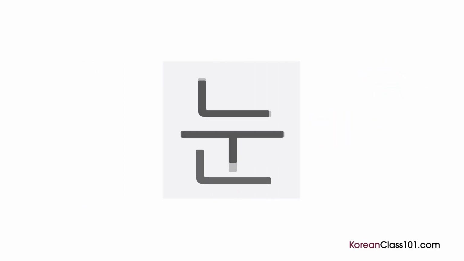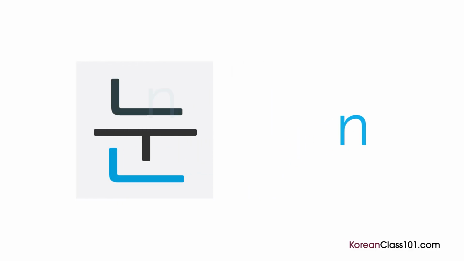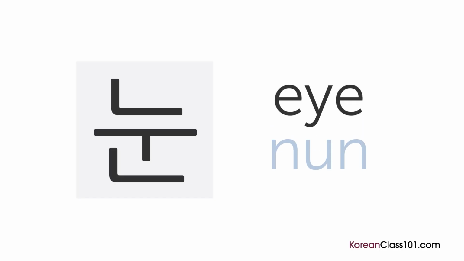You can add another letter to the bottom of this block. Compare the top and bottom letters. Can you read the block? The bottom letter is the N sound, just like the top letter. Combining these with the vowel in the middle, you pronounce the whole block nun, which means I in Korean.